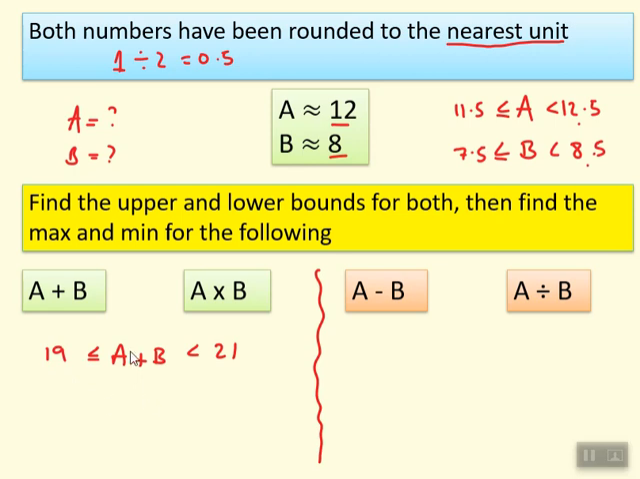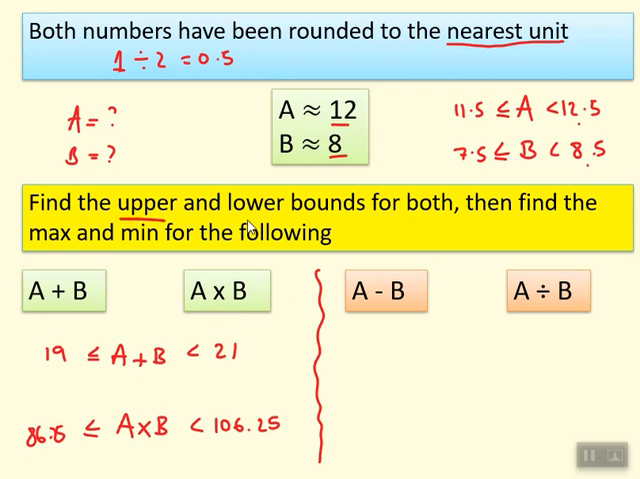Now, what about A times B? Well, it's kind of the same, isn't it, really? A times B, you'd multiply the top two, wouldn't you? So if you want the largest multiplication, 12.5 times 8.5 would be 106.25. That would be the largest multiplication of A and B possible, and then for the lowest one you'd have to multiply the bottom two, and that would be 86.25.